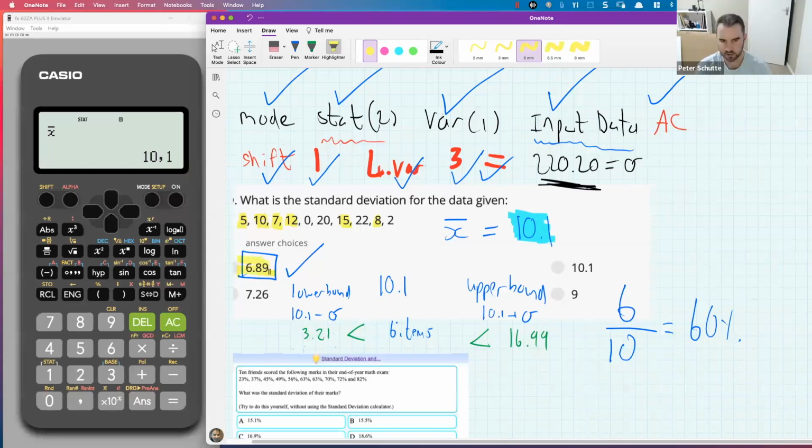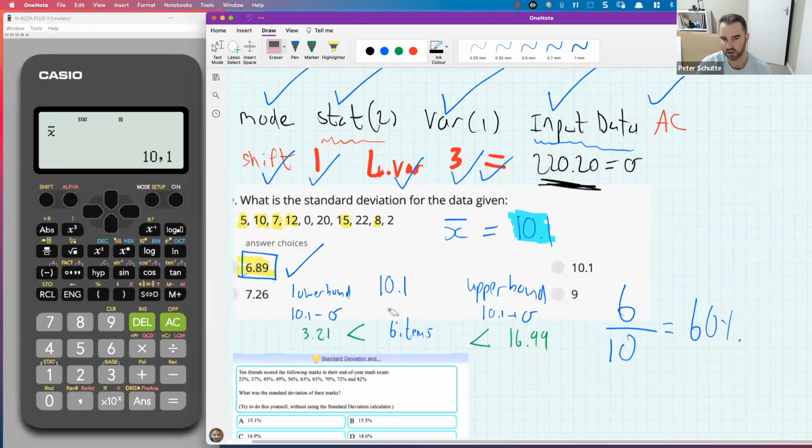Now, sometimes the question is asked, how many items fall within one standard deviation of the mean? Now, if you fall within one standard deviation, you can either be one standard deviation above 10.1, or you could be one standard deviation below it, going minus. So that's what I'm doing here. We're saying, look, 10.1 minus a standard deviation gives me 3.21, and 10.1 plus a standard deviation gives me 16.99. How many items from the set fall between there?